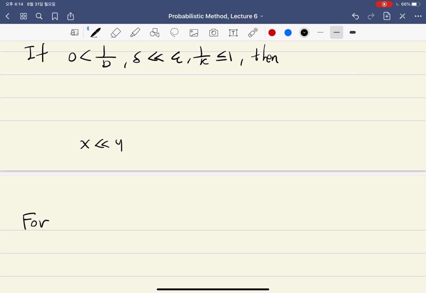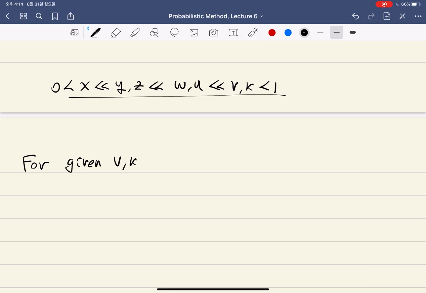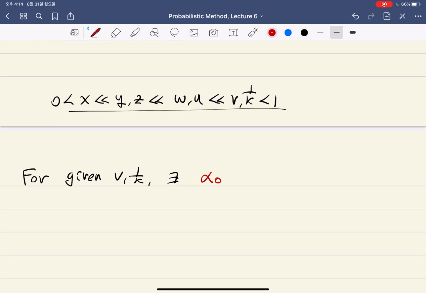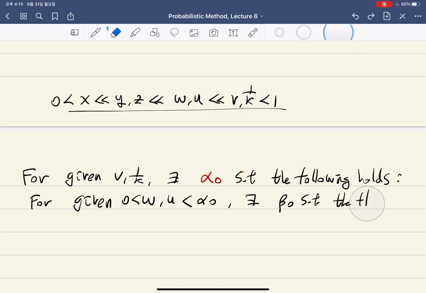So let's say x is smaller than y g, w u p k 1. Let's say in that situation, if you formally write it, for given b k, p and 1 over k, say, there exists, say, alpha 0 such that the following holds. And for given w u smaller than alpha 0, there exists beta 0 such that the following holds.